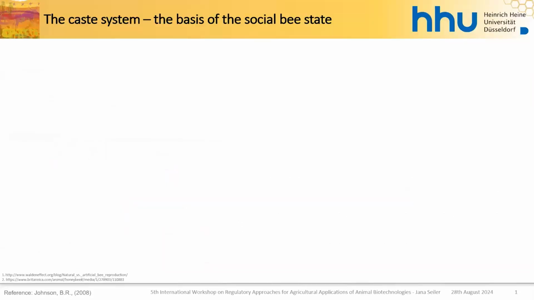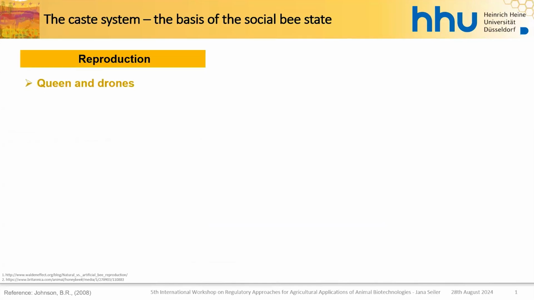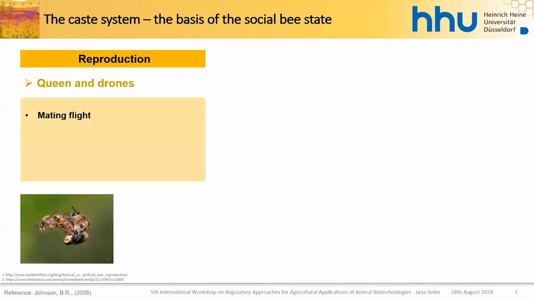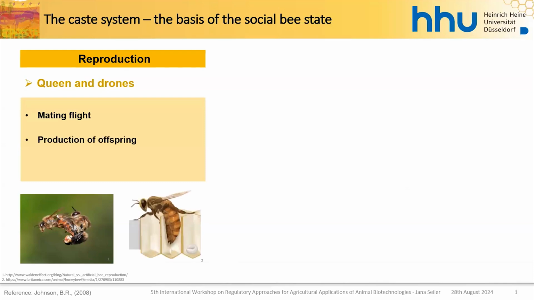First, let's take a look at the structure of the bee colony. On the one hand, we have the queen and the drones. They represent the reproductive part of the colony. They fly out to mate. During this, they search for so-called drone congregation areas, which are about 10 to 40 meters in the air. After mating with 12 to 20 drones, the queen returns to her colony and begins laying eggs, and that for the rest of her life.